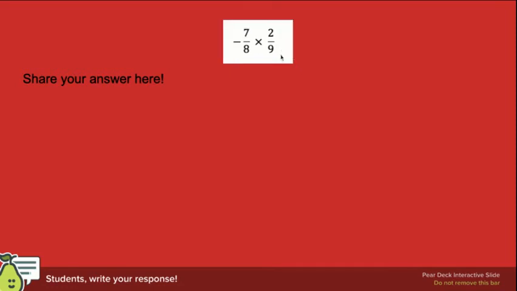Here we have 2 positive numbers, but what if one of our numbers was negative? Then our answer would be negative 7/36. I want to remind you that when we have one negative and one positive, it gives us a negative answer.